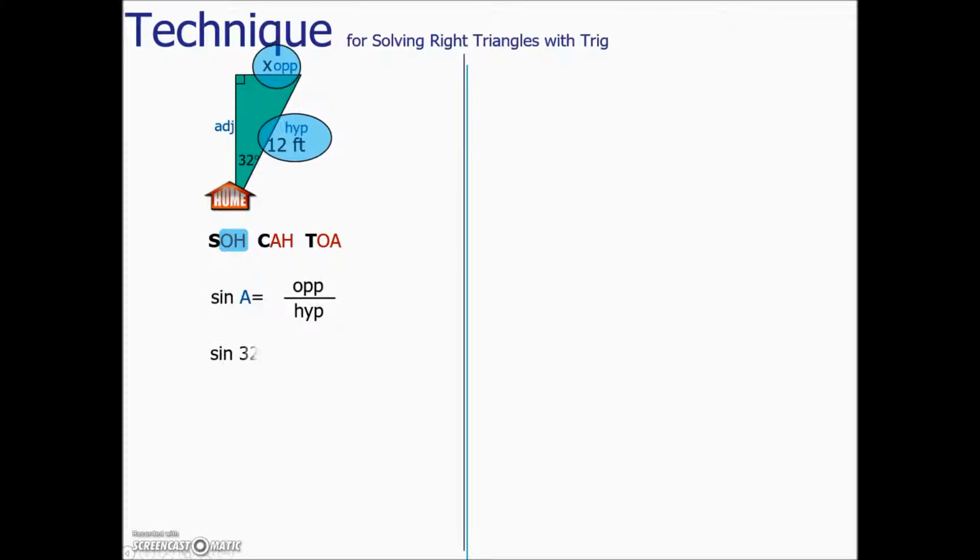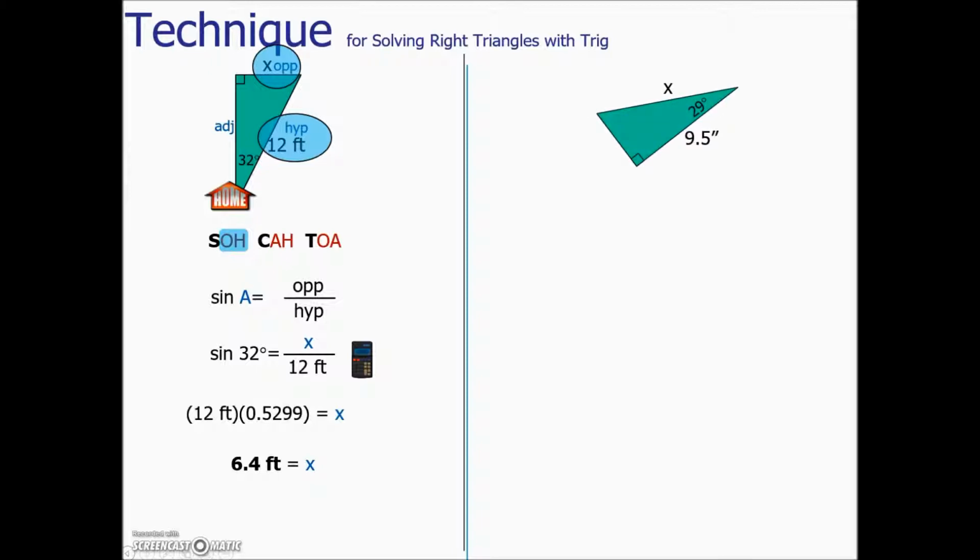ratio. Replacing the unknowns with the given particulars for this problem, sine of 32 degrees, the angle measurement, is equal to the opposite we don't know over the hypotenuse, which is given as 12. Solving this, when our variable is in the numerator, we multiply both sides by 12. Simplifying this expression gives us the length that we're looking for.